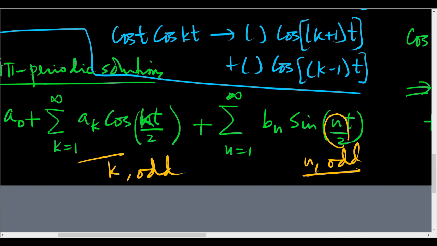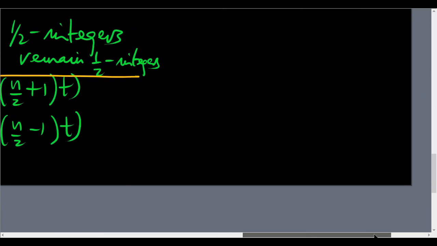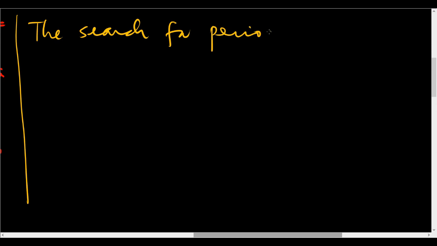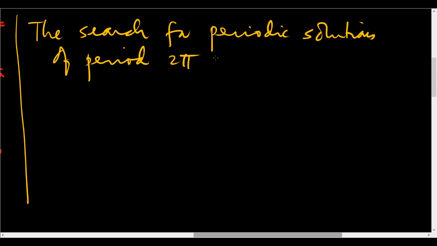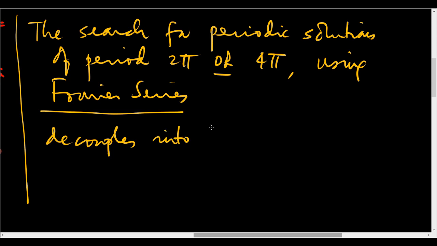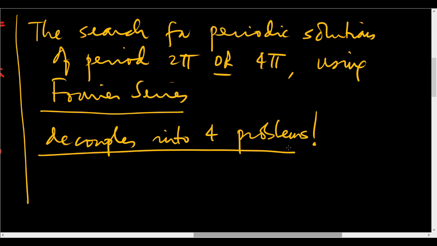This is why the search for periodic solutions of period 2 pi or 4 pi using Fourier series decouples into 4 problems, and we can look at these 4 problems one by one in the next lecture.